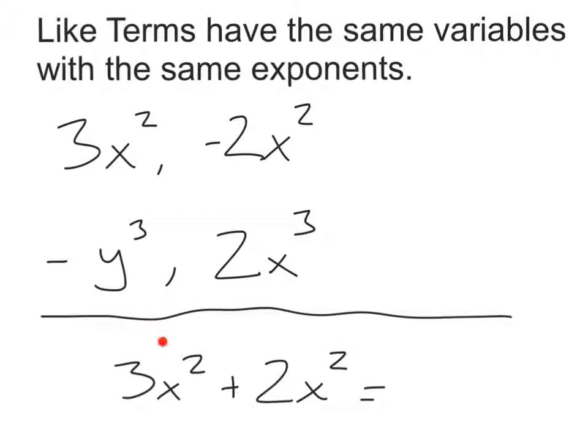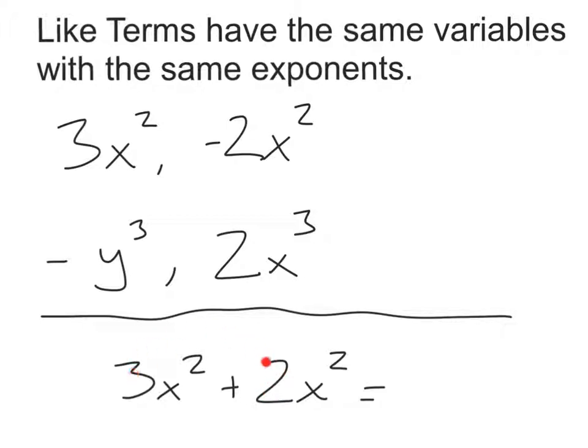Okay, so for example, 3x squared plus 2x squared, these are like terms because they both have x squared, same variable, same power. And to combine like terms is really, really easy. All you do is add the numbers in front of the variables. These are actually called coefficients. So 3 is in front of the variable. This is the coefficient. 2 is the coefficient.